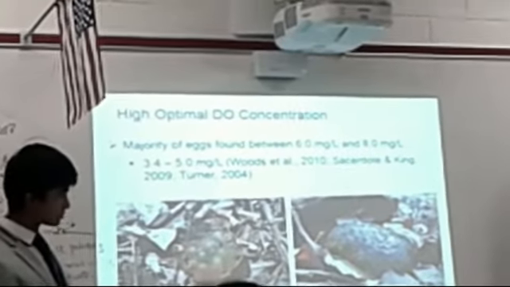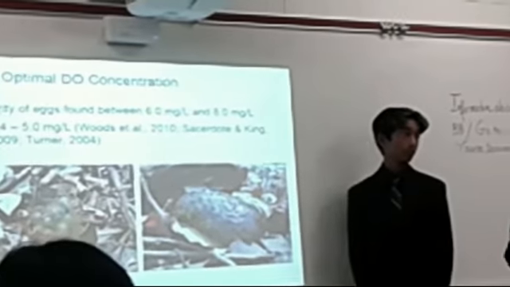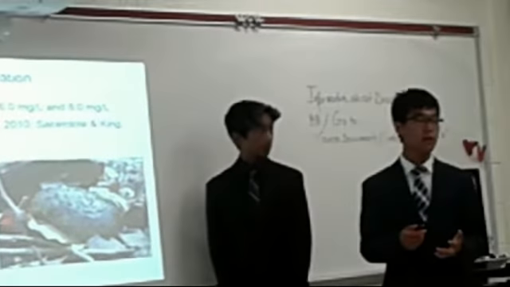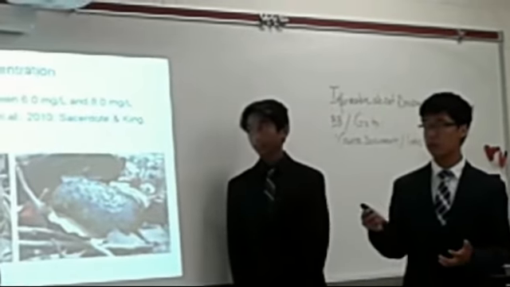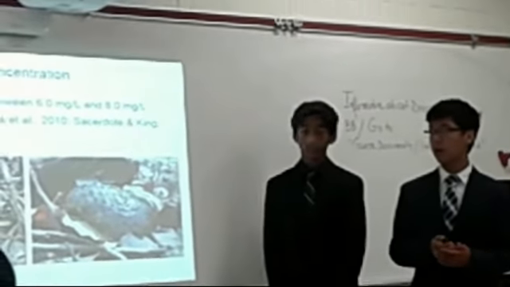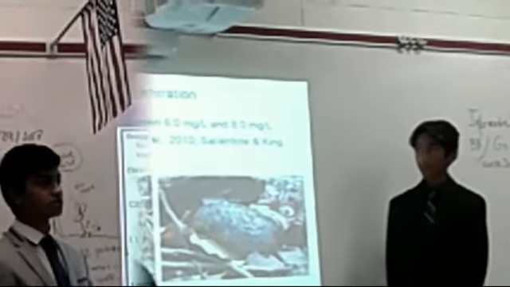So the majority of our eggs were found between 6.0 and 8.0 milligrams per liter. However, this is slightly higher than that reported by other studies, which is 3.4 to 5.0. And there are many different factors behind this.